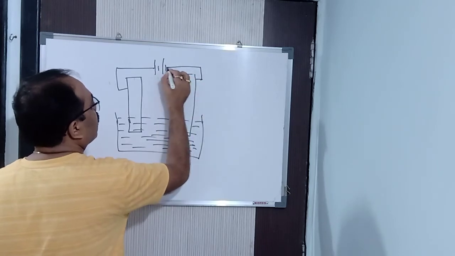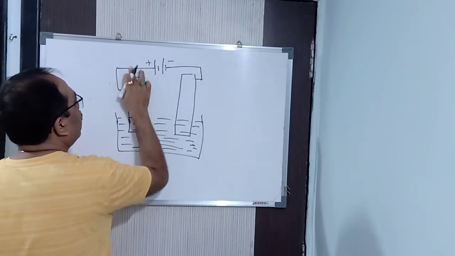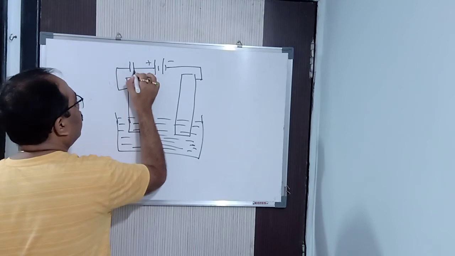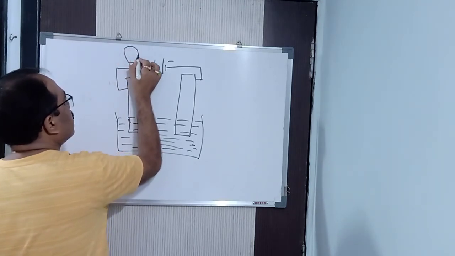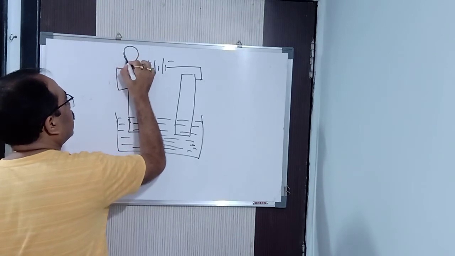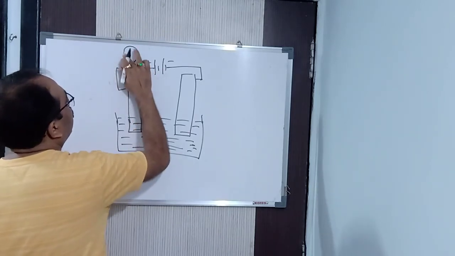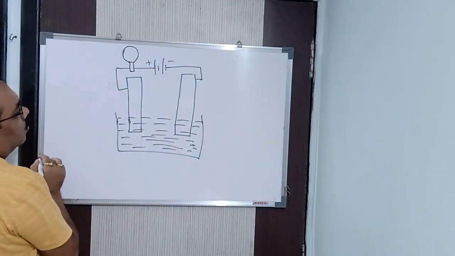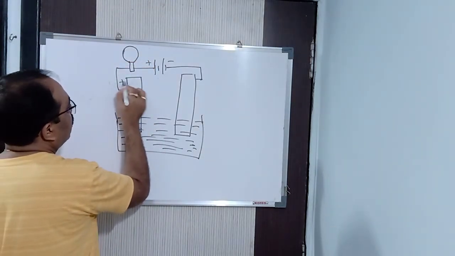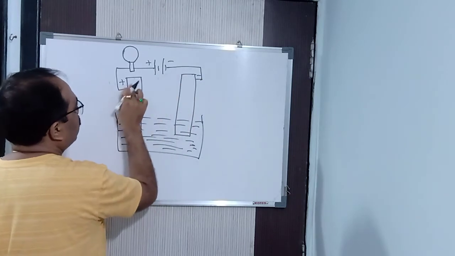You can see that it is connected, negative, positive terminal, and in between, I will be taking a bulb here. I will be connecting a bulb in between. This is a bulb, I have connected it. In between I have connected a bulb, let us say. Okay. So now this is your positive electrode, this is a negative electrode.